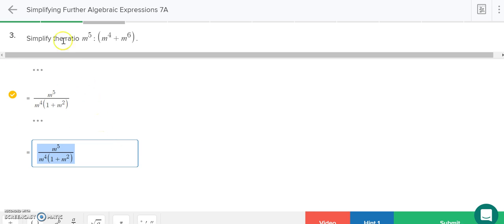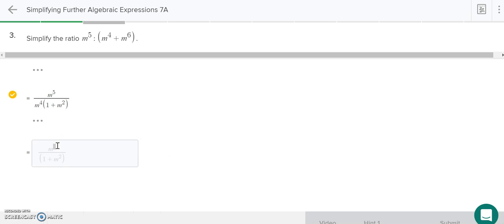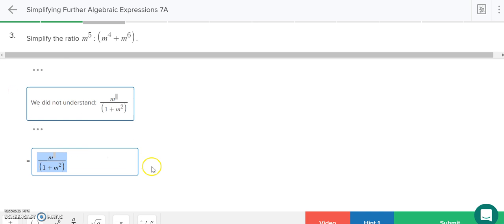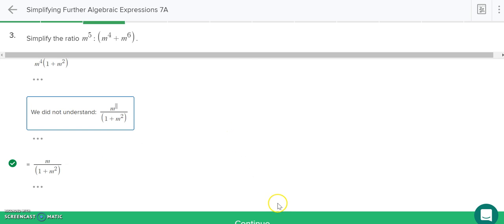Then the next thing is to go back to the question. The question wants me to simplify that. So now I can see that on the top I've got m multiplied by itself 5 times. On the bottom I've got m multiplied by itself 4 times. So 4 of those m's being multiplied by themselves on the bottom can actually cancel out or divide through, leaving 1 m on the top. And that is how you fully simplify a question like that.